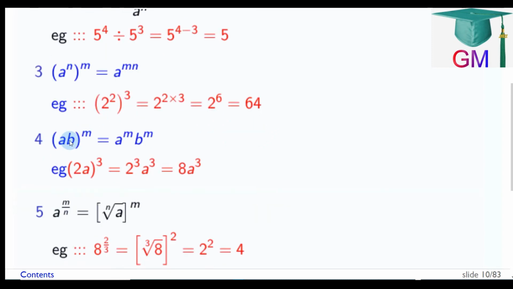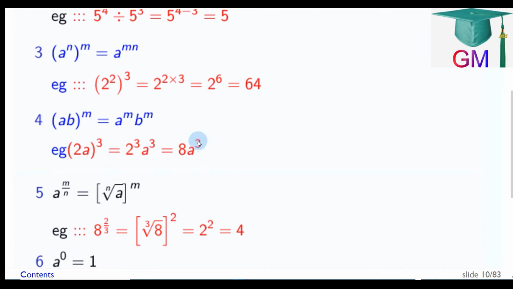Now (ab) to the power of m: when you are multiplying, be it numbers or variables, and they are raised to a certain power, every term inside should be raised to the power. It has to be affected by the power, a to the power of m and b to the power of m. Hence the law. For example, (2a) to the power of 3 is the same as 2 to the power of 3 multiplied by a to the power of 3. Then you end up getting 8a to the power of 3 here.